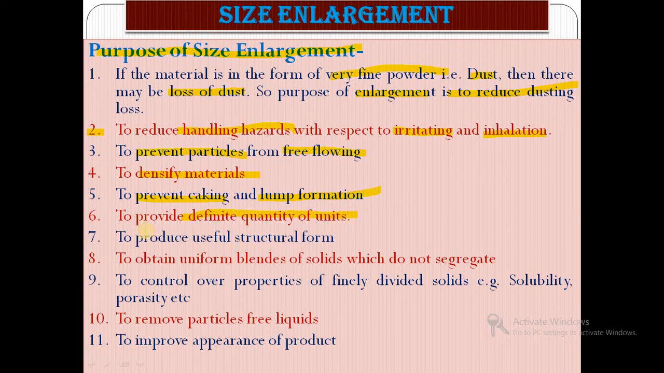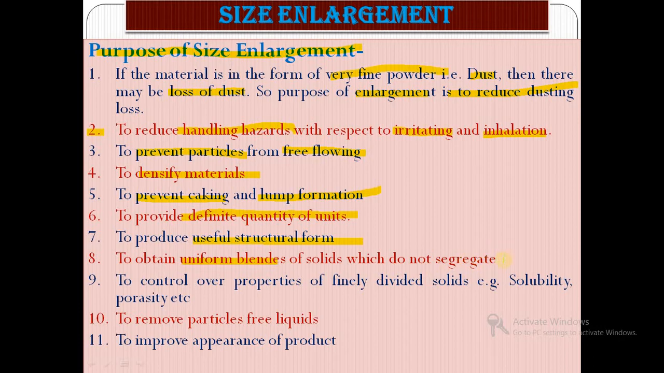The seventh is to produce a useful structural form in specific size and shape. That is, dust particles are converted into specific size and shape, so we can give this structural form to any type of dust particle. The next one is to obtain uniform blends of solids which do not segregate. Uniform blends means particles of uniform shape and size, which do not segregate, that is, they are not isolated.